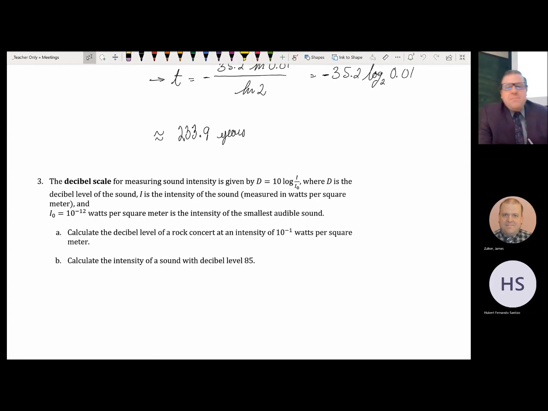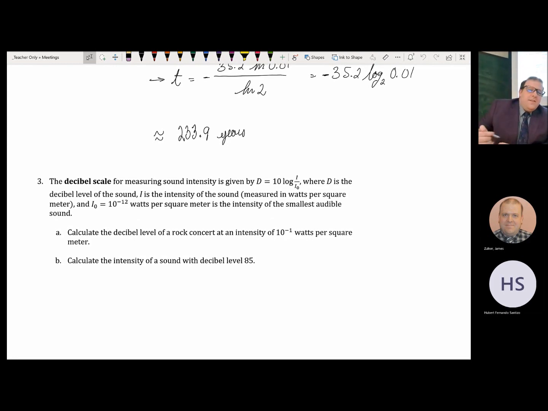So sound intensity is given by D equals 10 times log base 10 of I over I naught. D is what's known as the decibel level of the sound. I is the intensity of sound measured in watts per square meter. And I naught is 10 to the minus 12 watts per square meter. That is what is accepted as the intensity of the smallest audible sound.